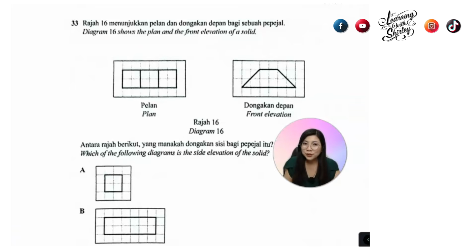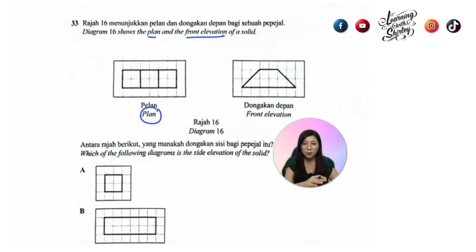Let's look at question number 33. Diagram 16 shows the plan and the front elevation of a solid. So this is a plan. Plan means you see from the top view, okay? So you see from the top view, let's say when you want to buy a house, you go to a showroom. So you get to see a lot of plans whereby they will show you the size of the house.